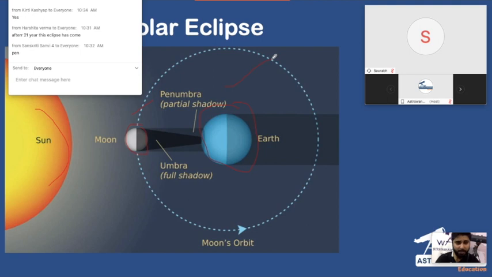The same way, the moon and earth are non-luminous bodies, and they can only be seen when light is falling on them. Now what happens, the moon blocks the light coming from the sun. And when the light is blocked by an opaque object, a shadow is cast, right? This is the cone of the moon's shadow.